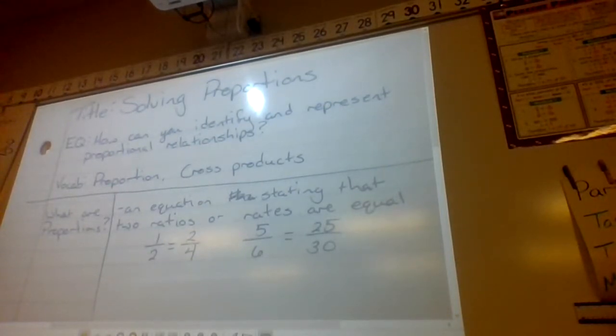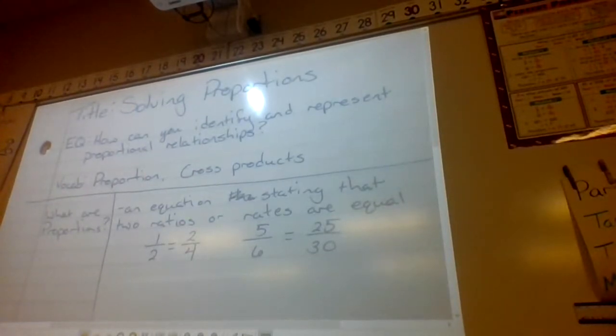When they simplify to the same amount, they are equal. Is that what you mean? Yeah, that's exactly what it is. But instead of simplifying and telling us what they both equal, we are going to get to the point of solving them.